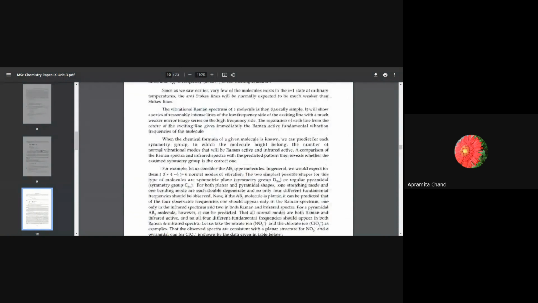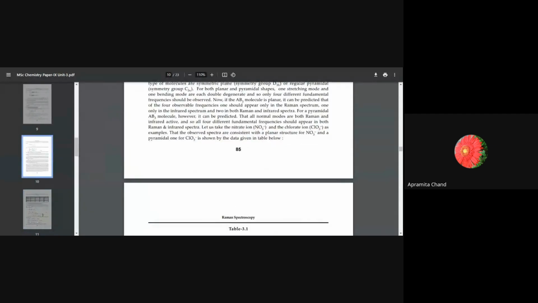After excitation, if there is a plus sign, then it is the anti-Stokes line, and if it is a minus sign, it refers to the Stokes line, where nu ex is the frequency of the excitation radiation. Okay, it is the excitation radiation.